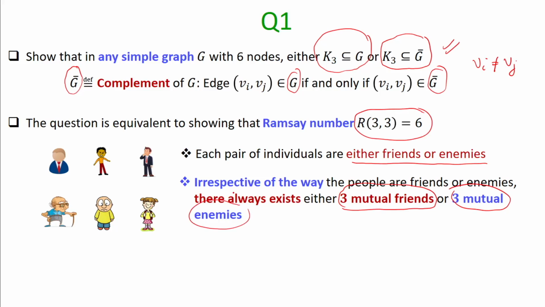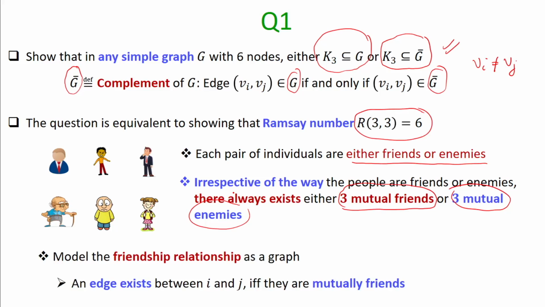That means we can find three persons, person 1, person 2, person 3, such that P1 and P2 are not friends with each other, P2 and P3 are not friends with each other, and P1 and P3 are also not friends with each other. So we can model the friendship relation as an undirected graph, where there exists an edge between person i and person j if and only if they are mutual friends. If we do that, then the friendship status of 6 people in any party can be represented by a simple graph with 6 nodes.